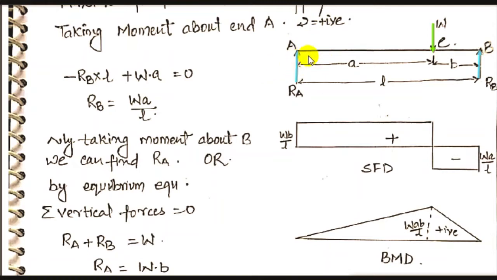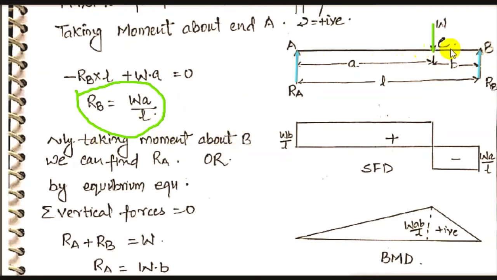If we see the effect of force RB, the moment is RB times L, and it is going to turn anti-clockwise, so minus RB times L. Due to the effect of W into a, it is going to move clockwise, so it is plus W a. Therefore RB equals W a by L. So this is the value of reaction RB. Now what is RA?